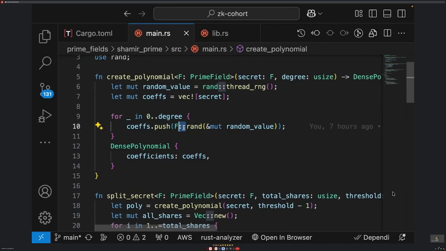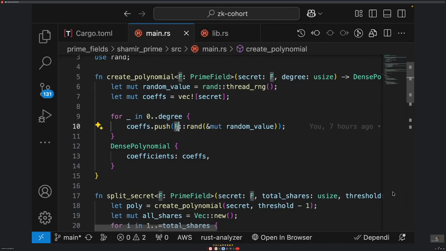Okay, so for the random value, what's the type? No, it's not yet. See it here. When I'm now pushing it, I have to convert it to a prime field. So when I pass the mutable random number, it's going to create for us one of the numbers in the prime field. That's what is going to be pushed into the array of coefficients.